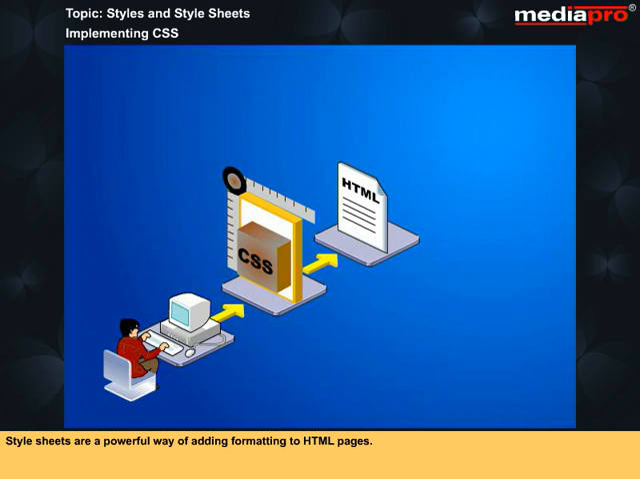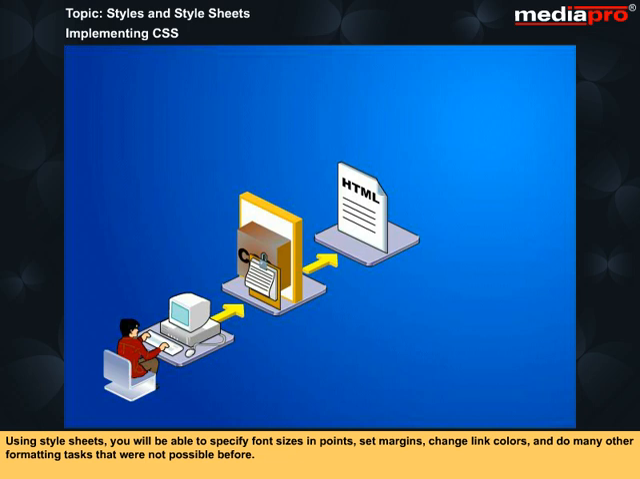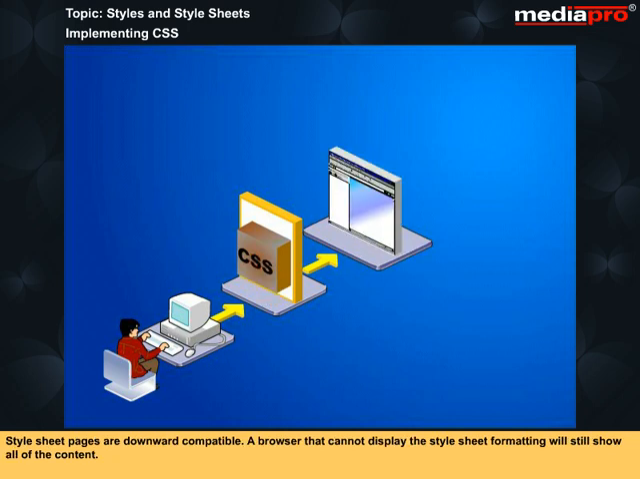Style sheets are a powerful way of adding formatting to HTML pages. Using style sheets, you will be able to specify font sizes and points, set margins, change link colors, and do many other formatting tasks that were not possible before. Style sheet pages are downward compatible. A browser that cannot display the style sheet formatting will still show all of the content.